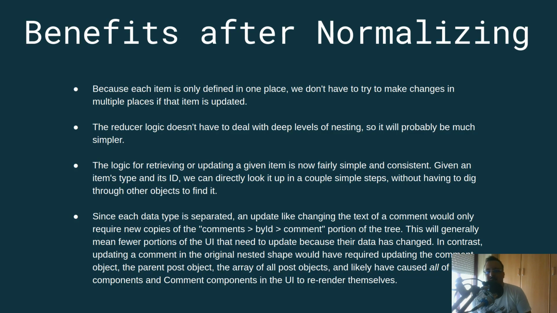So what are the benefits after normalizing? One problem was having to update the objects in every place they appear. If we have an item defined in only one place, we only have to update that place, so we don't have to do multiple updates. Now our reducer logic is not as complex as before, and it's simpler. These two points reference the reasons why we should be normalizing.